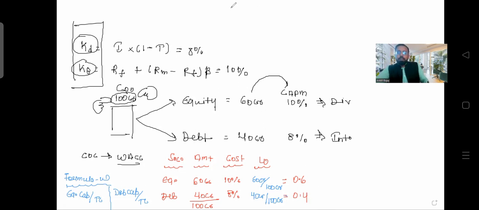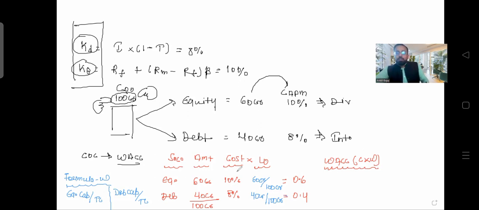Now, if I want to calculate the overall cost of capital, I will be using a formula. What is the formula to calculate the weighted average cost of capital or overall cost of capital? The formula is cost into weight. This concept is very easy if you understand the steps. So the formula is cost into weight.